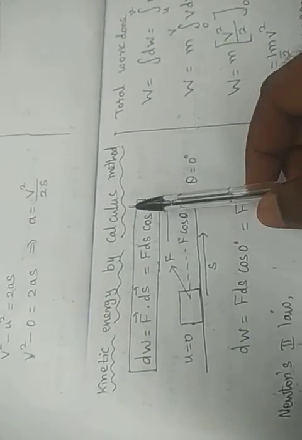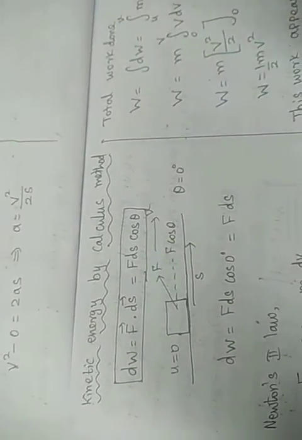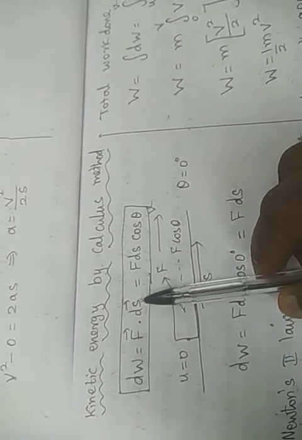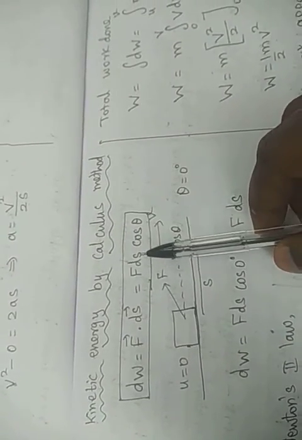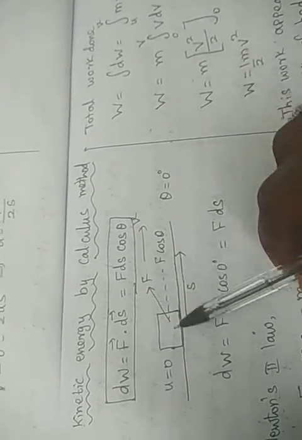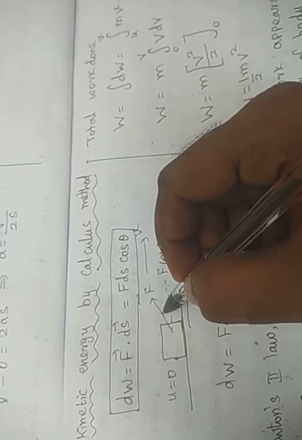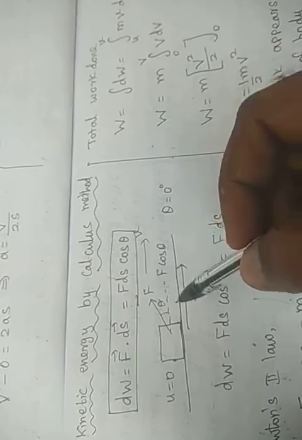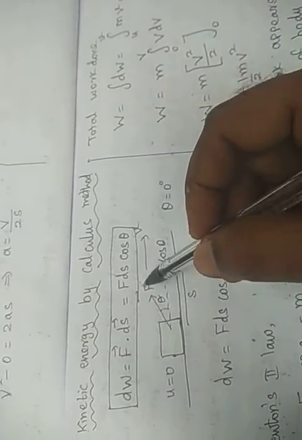Then, is it possible to calculate the same half mv squared by using the calculus method? The calculus method means the work done by a variable force. The work done is equal to force into displacement, a dot product: F ds cos theta. The force is applied making an angle theta with the displacement. What is theta? The angle between force and displacement. The displacement is in this direction, the force is in this direction, and this angle is theta.